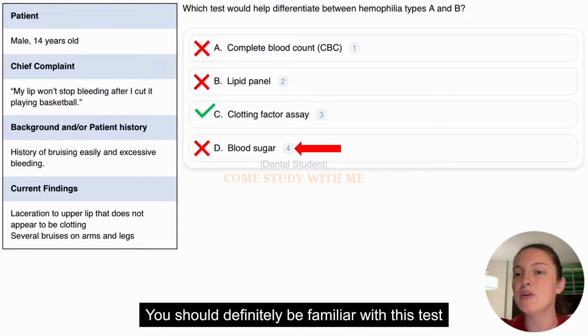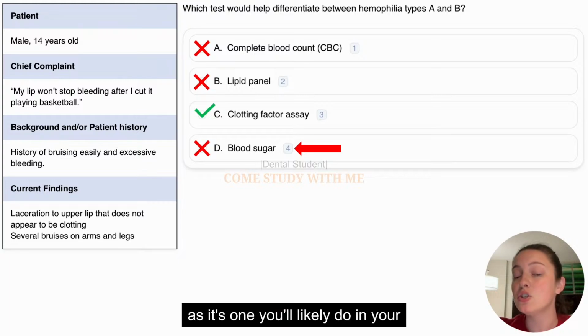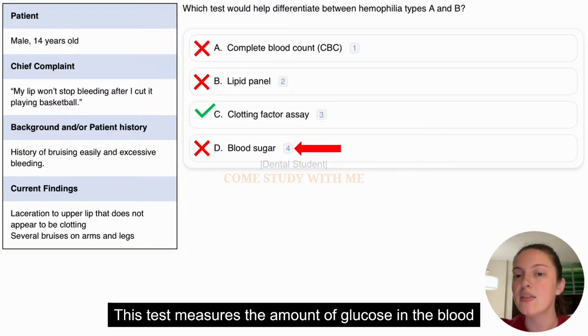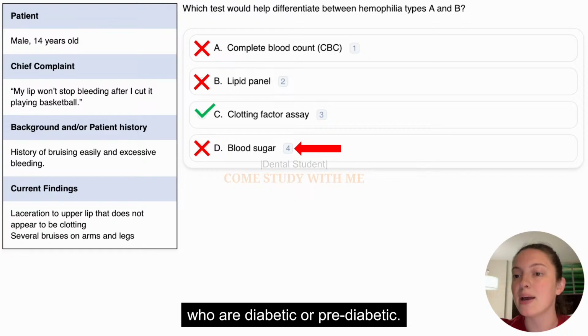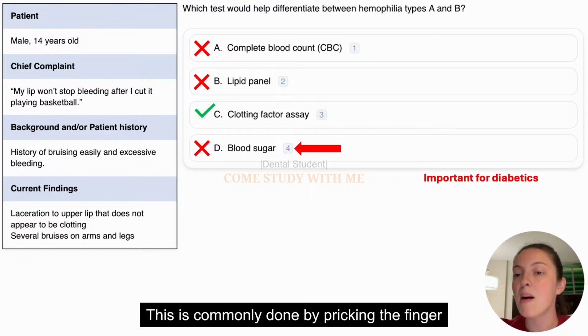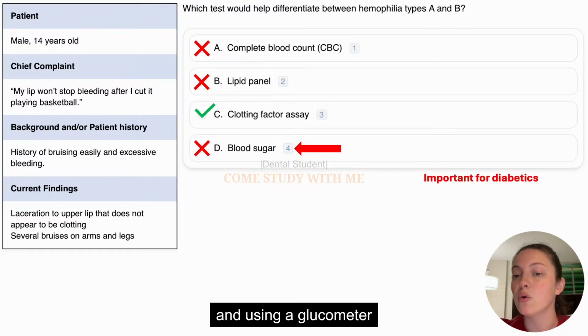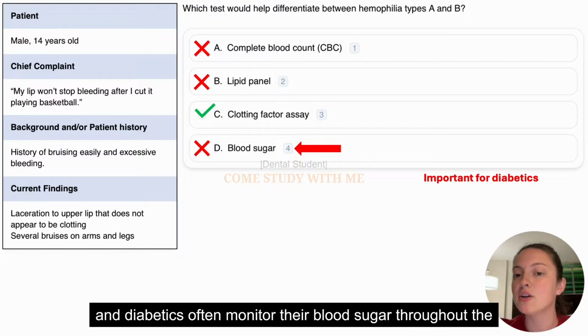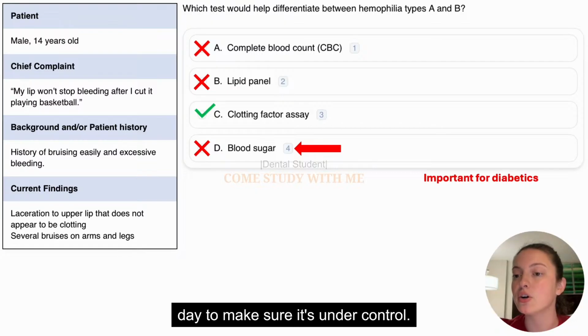You should definitely be familiar with this test, as it's one you'll likely do in your dental office at one point. This test measures the amount of glucose in the blood and is an important measure for patients who are diabetic or pre-diabetic. This is commonly done by pricking the finger and using a glucometer, and diabetics often monitor their blood sugar throughout the day to make sure it's under control.